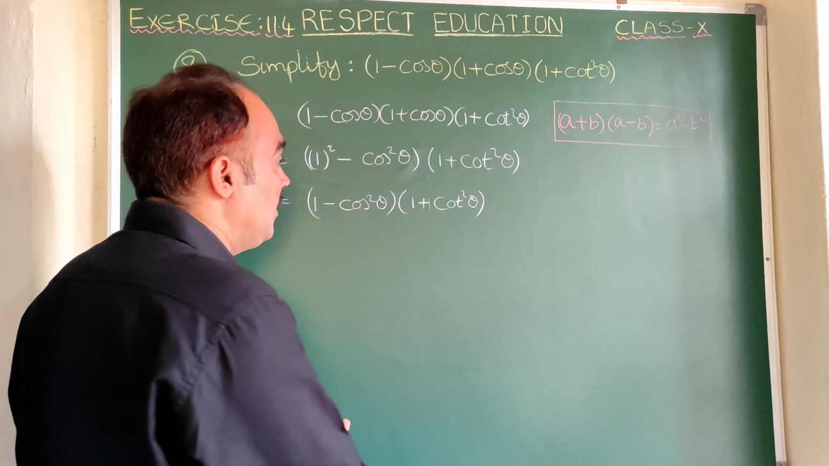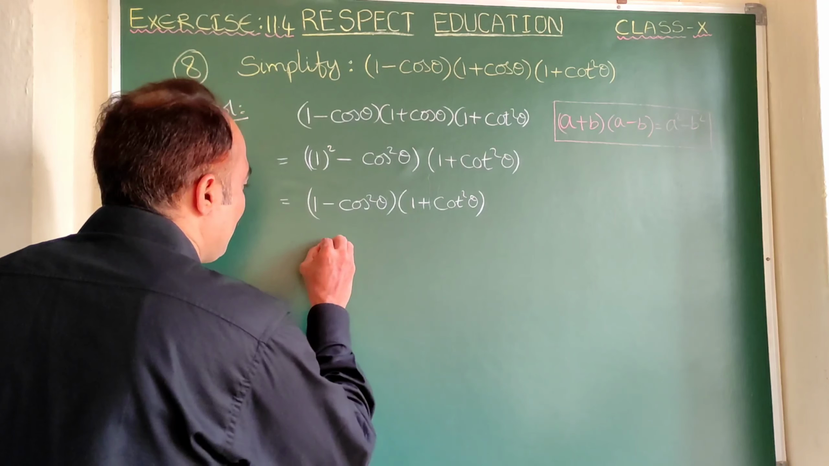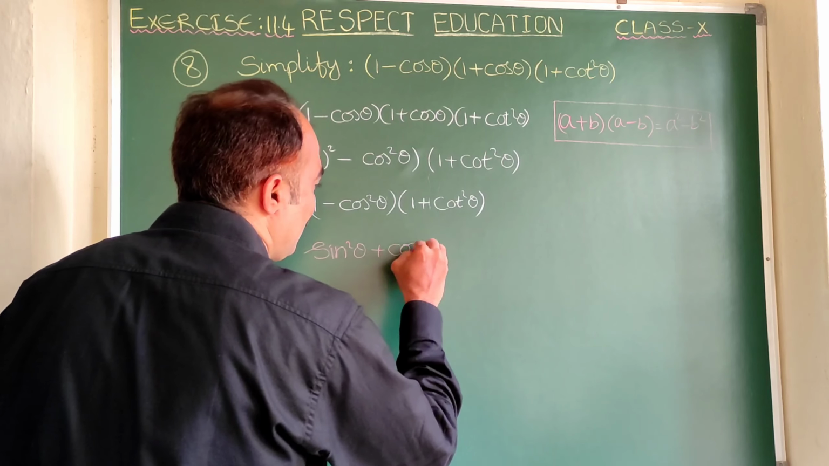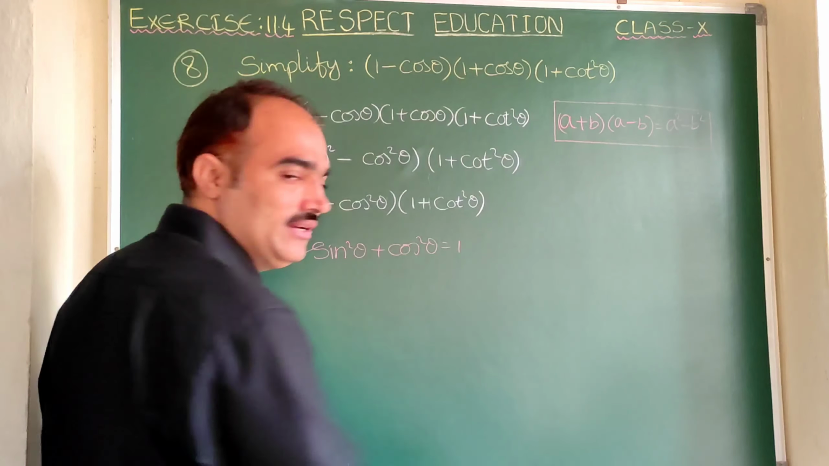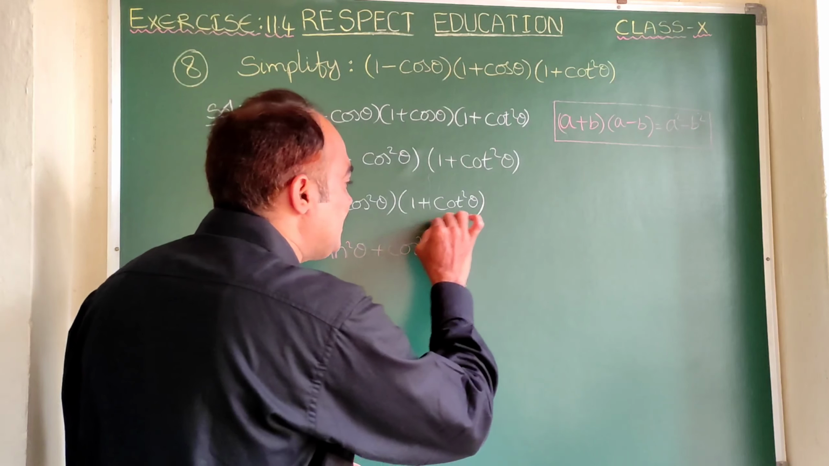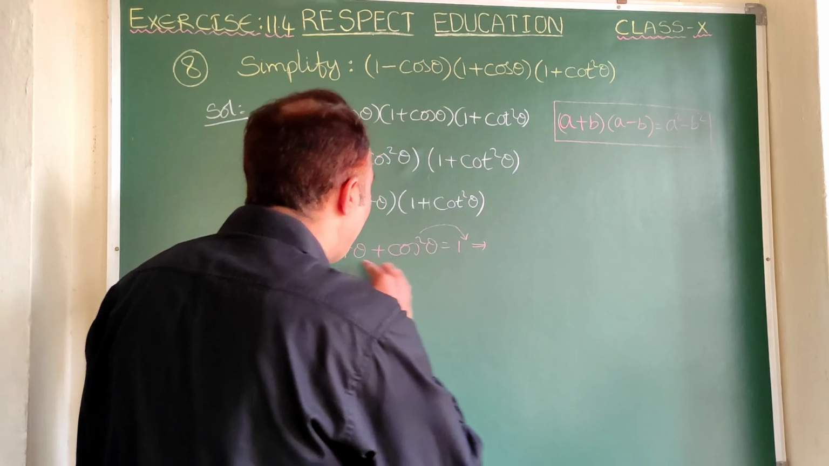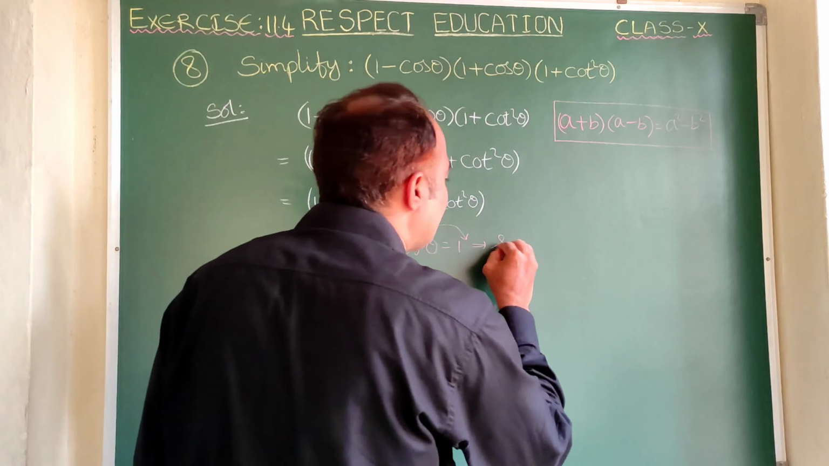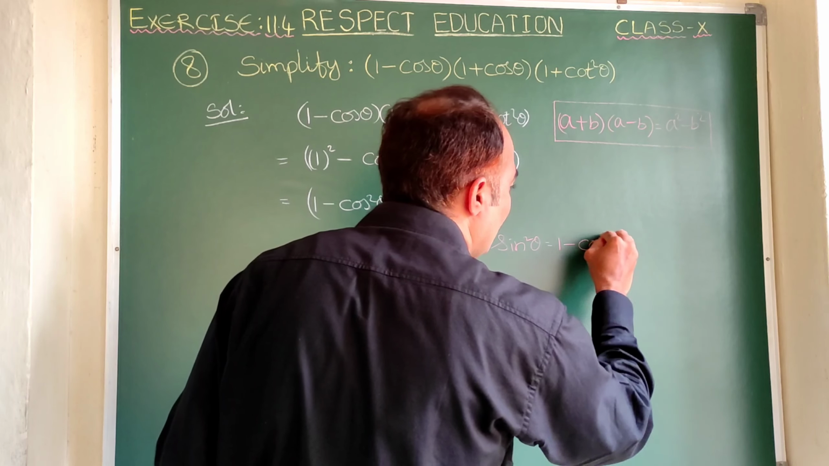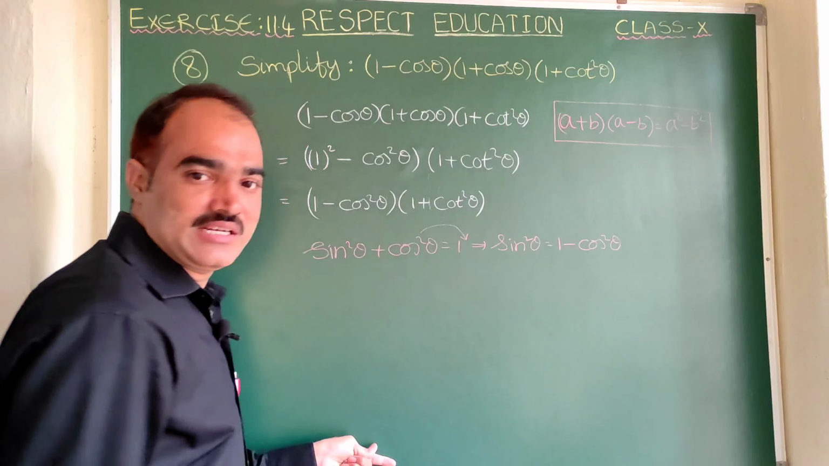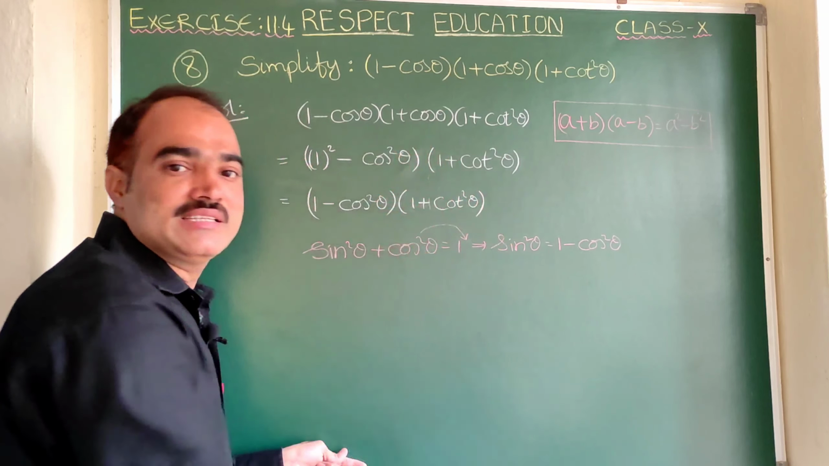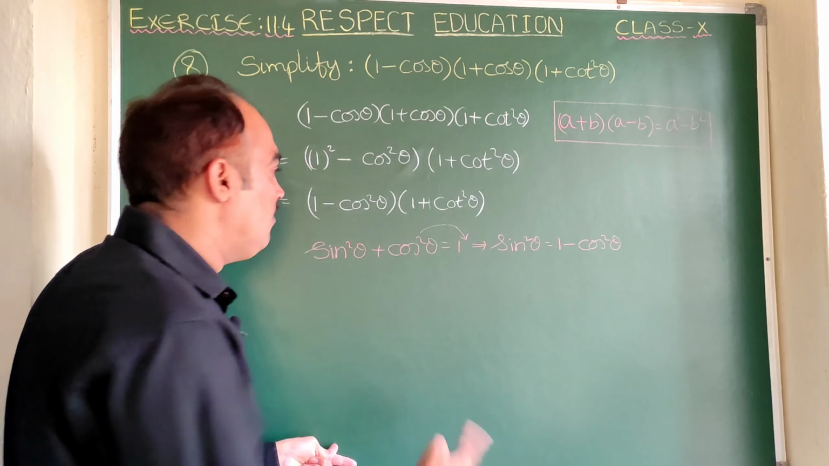Here you see, from the trigonometric identities, from the first identity, sin square theta plus cos square theta is equal to 1. Here you observe, we need 1 minus cos square theta. So let us send cos square theta this side. Now what is left here? Sin square theta is equal to 1 minus cos square theta. That means you need to understand that this 1 minus cos square theta can be replaced with sin square theta. Is it clear?